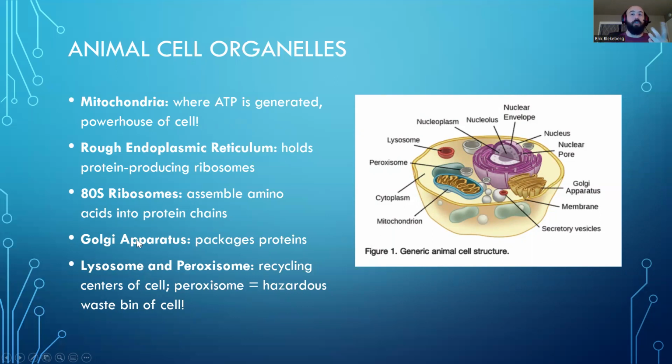These are going to be produced as well from the Golgi apparatus, and these are going to be the recycling centers of the cell. They contain different digestive enzymes. The peroxisome is actually going to be the hazardous waste bin of the cell. So anything that's really damaging, the peroxisome is going to process and eventually kick it out of the cell.